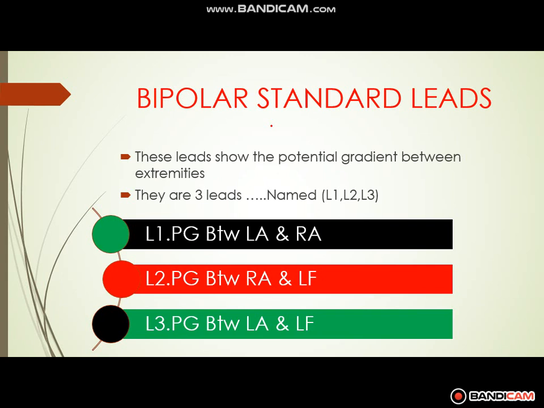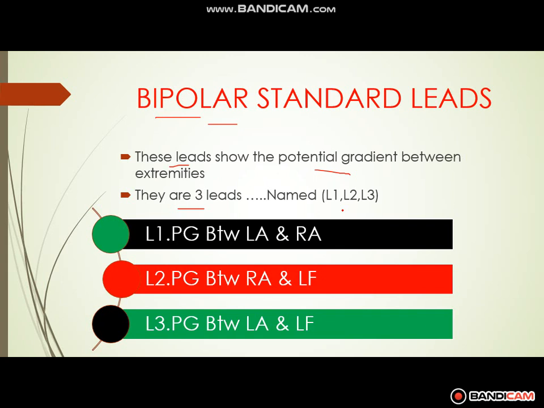Bipolar standard leads, as their name says, are bipolar. These leads show the potential gradient between two extremities. Actually, they show a potential gradient between 2 points, and because of that they are called bipolar leads. Usually we have three of these leads, named lead 1, lead 2, and lead 3.